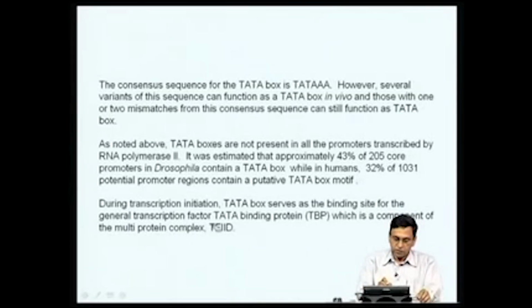Now, what is the function of the TATA box? During transcription initiation, the TATA box serves as the binding site for the general transcription factor TATA binding protein, which is a component of the multi-subunit complex TFIID, which we have discussed in detail in the last class.